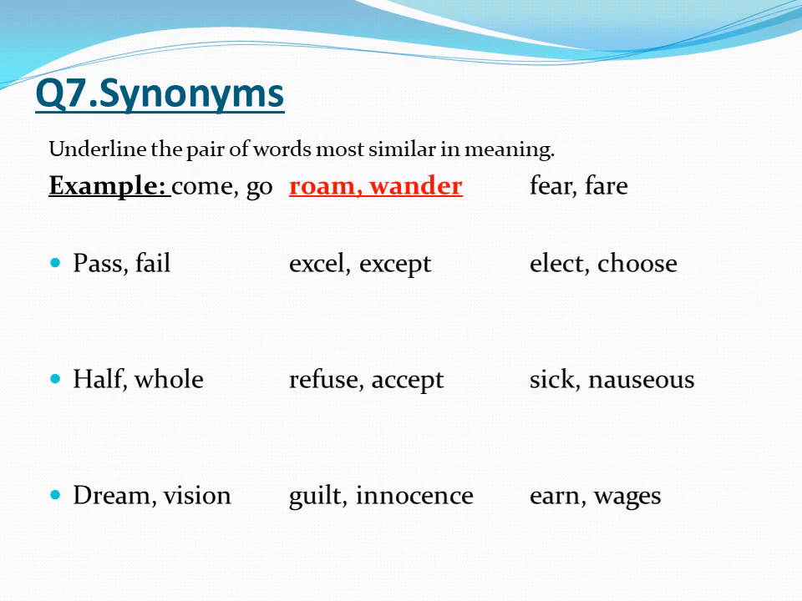So some more examples. Let's go through them together. The first one is pass, fail, excel, accept, elect, choose. In this one, pass, fail, they are opposites. Excel, accept. Excel means when you're exceptionally good at something, some activity or subject. Accept means when you don't include something. For elect and choose, they mean when you elect someone or when you choose someone to represent you. So in this one, elect and choose are the most similar in meaning.